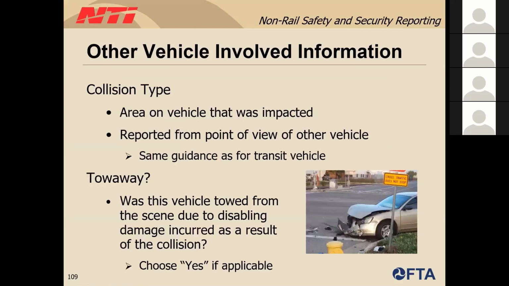Just as when reporting the transit vehicle collision type, you are indicating the part of the vehicle that was hit from the point of view of the other vehicle. The form includes the question, was this vehicle towed from the scene due to disabling damage incurred as a result of the collision? Answer yes or no accordingly. Please do not select yes if the vehicle was towed because the operator was taken away or just wanted it towed. Tow must be due to disabling damage, even though that may only be a flat tire. This concludes the collision information screen.